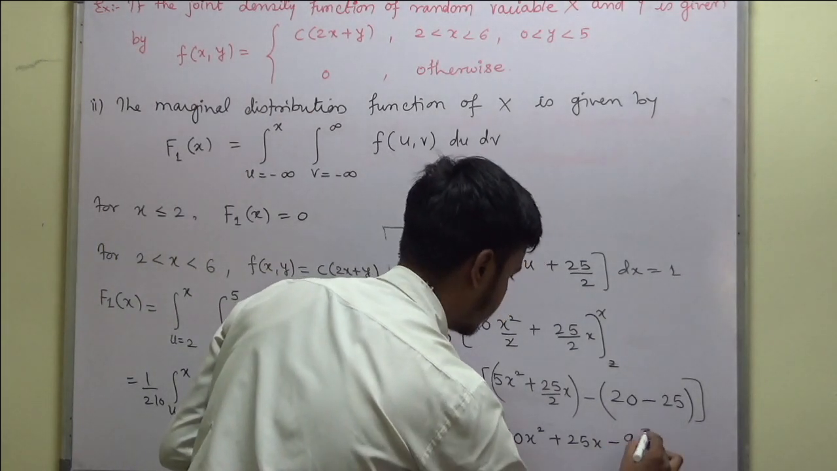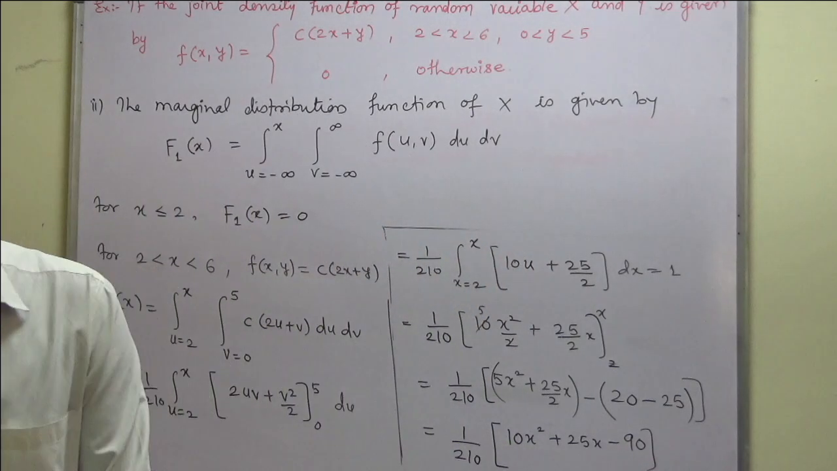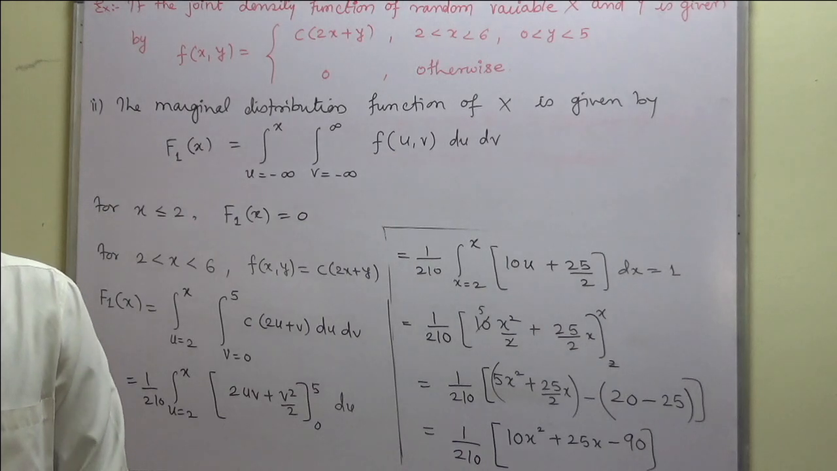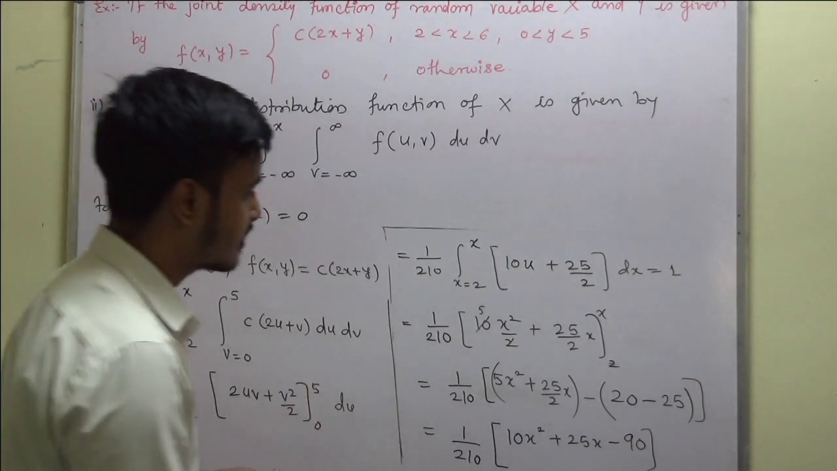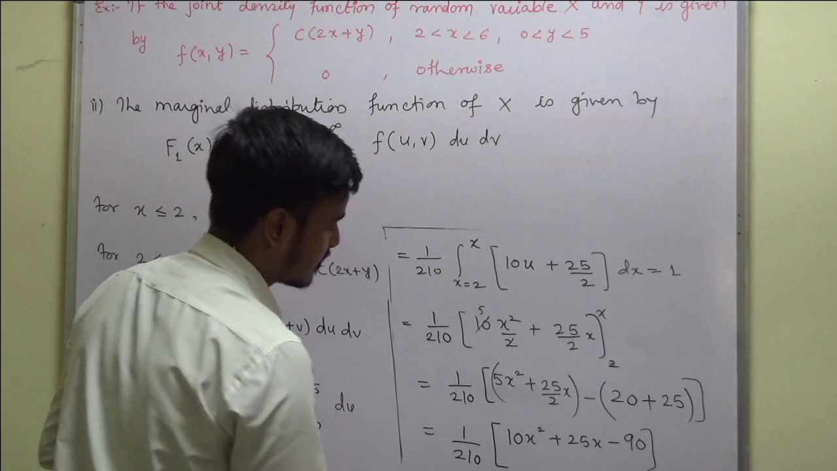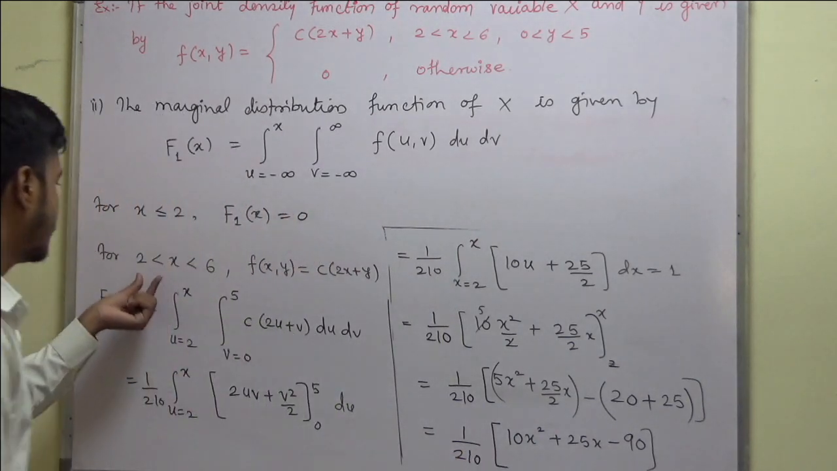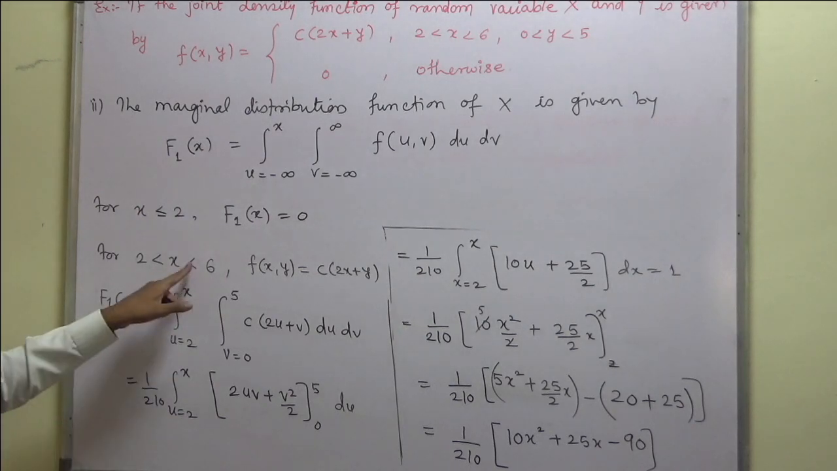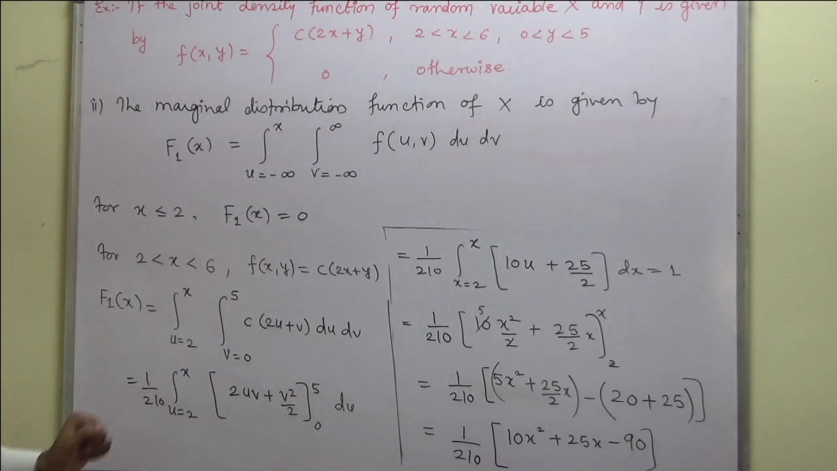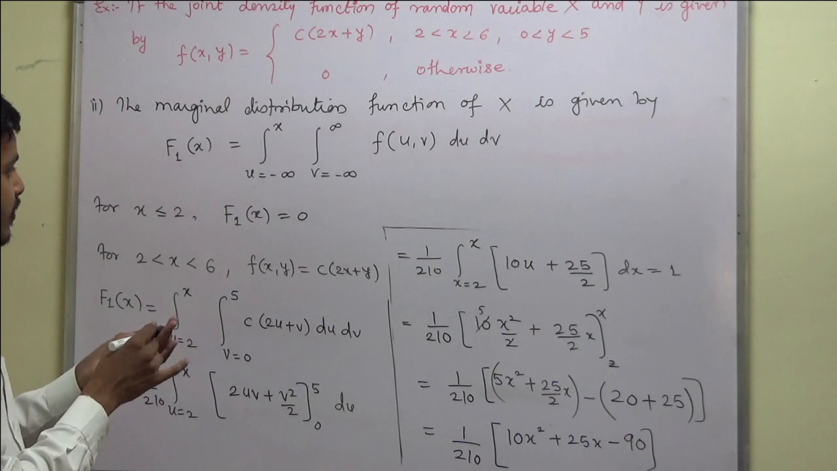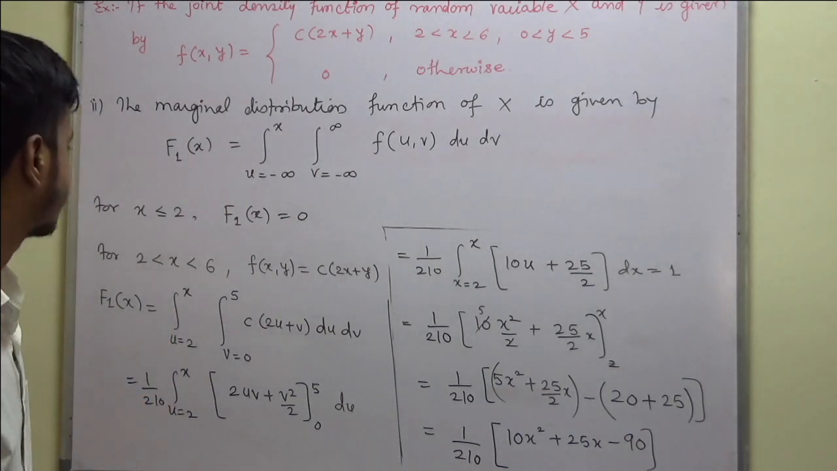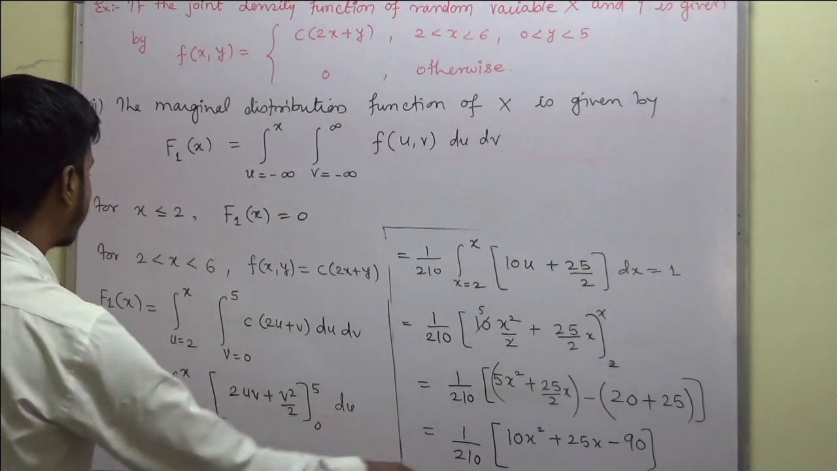Minus 90. So 1 by 210, 10x square plus 25x minus 90. This is for the range 2 less than x less than 6. Now we have another range, which is for x greater than or equal to 6. So for greater than or equal to 6, you can solve this. Remember this one now.